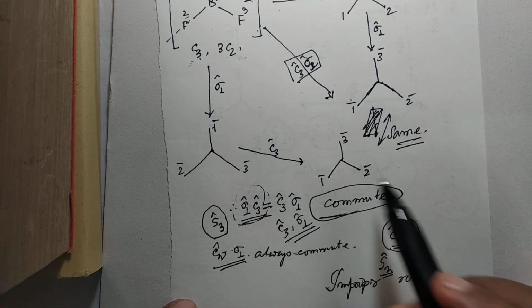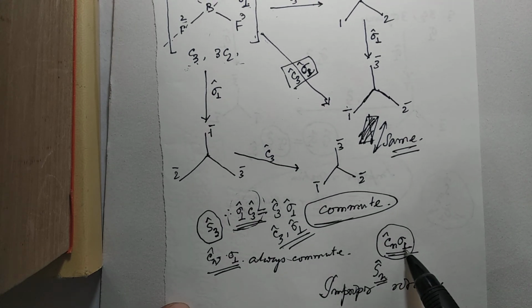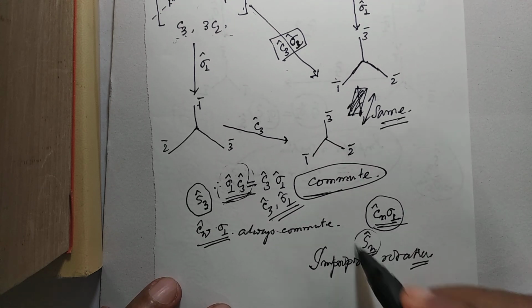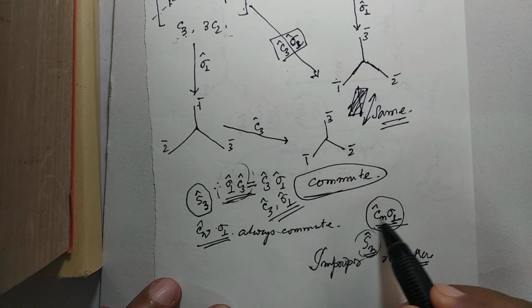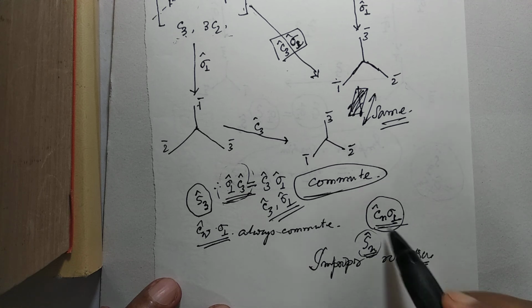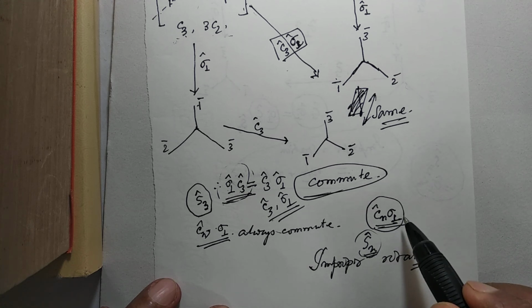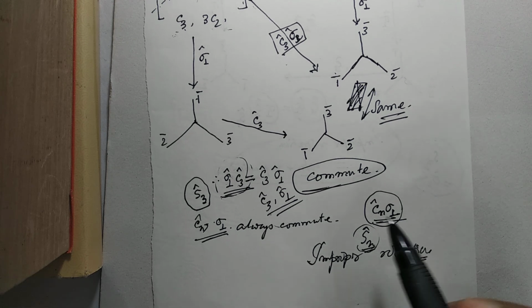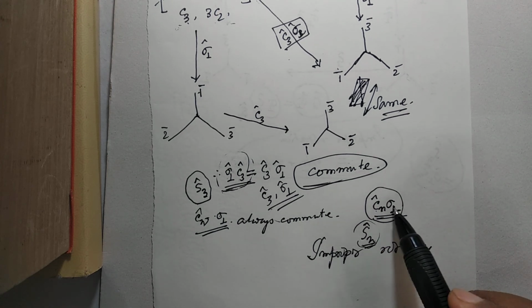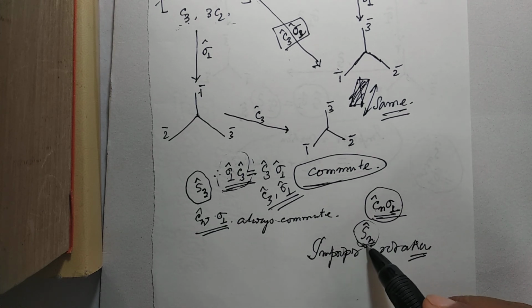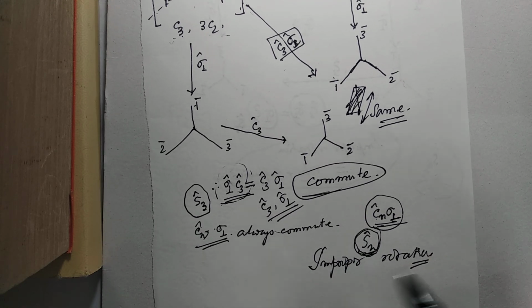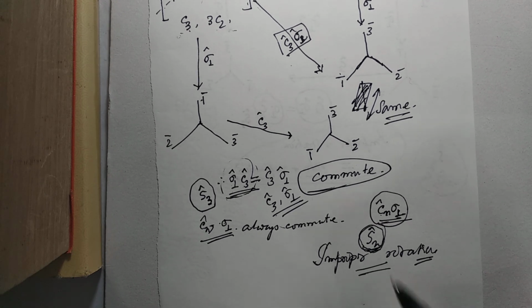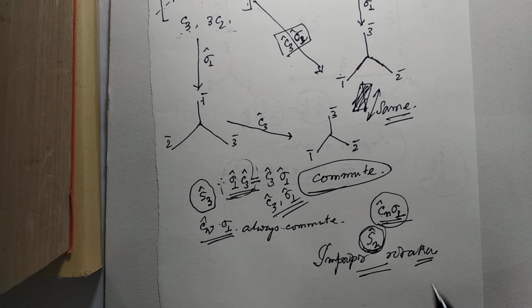The commutability of Cn and sigma perpendicular allows us to define this operation. If the results were different by reversing the sequence of these two, then this could not be defined as a single symmetry operation. Because of commutation of Cn and sigma perpendicular, we can define Sn. I will discuss more elaborately about improper rotation in a next video.